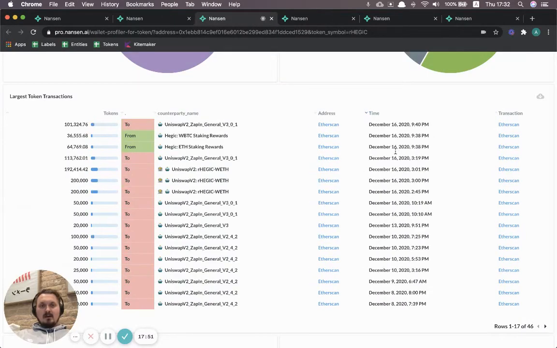So let's flip it around and look at time. This is December 17th today, so this was yesterday. Looks like they were selling a lot, actually. All of these are Uniswap. There's this Uniswap V2 Zap in general. I think that's Zapper, but we can have a look.